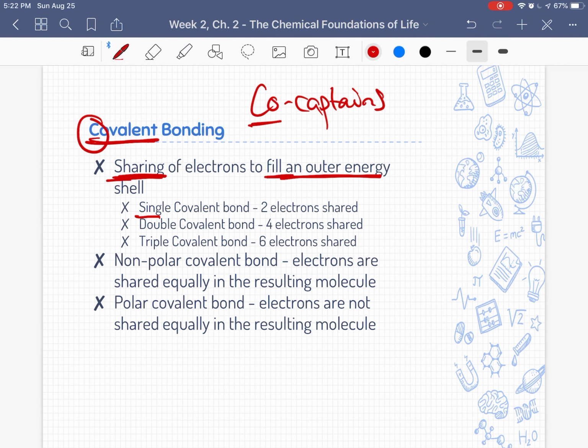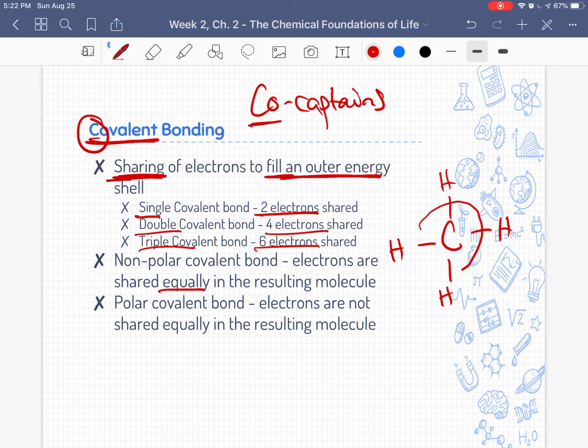In a single covalent bond, 2 electrons are shared. In a double covalent bond, 4 electrons are shared. In a triple covalent bond, 6 electrons are shared. When we're talking about a nonpolar covalent bond, we're saying that electrons are shared equally. So if we look at our methane, CH4, those electrons are being shared equally all the way around that carbon. So that is nonpolar.